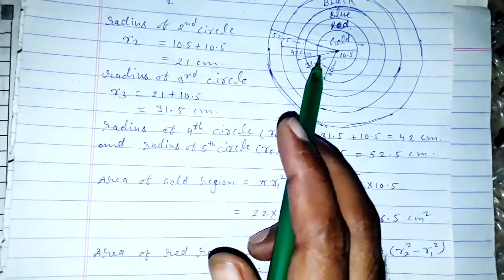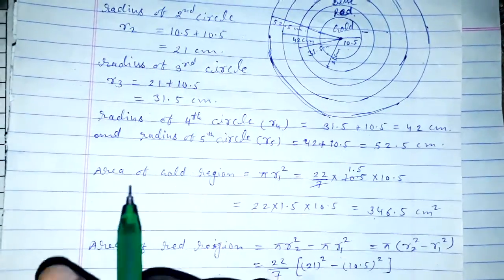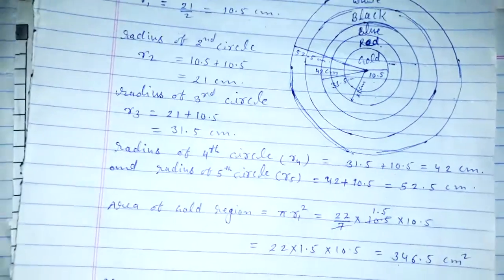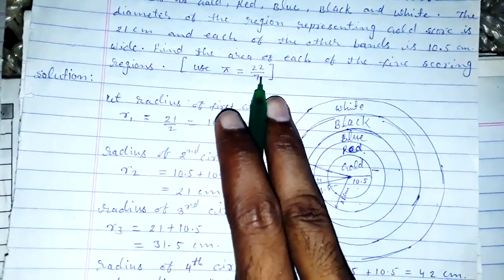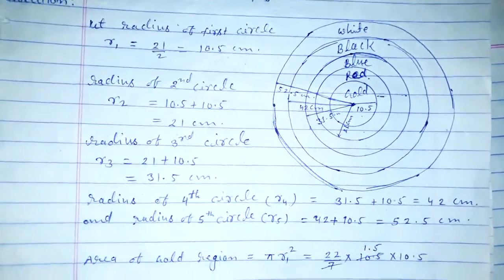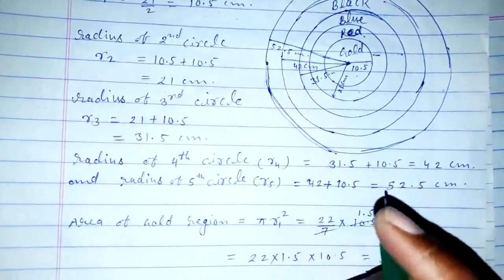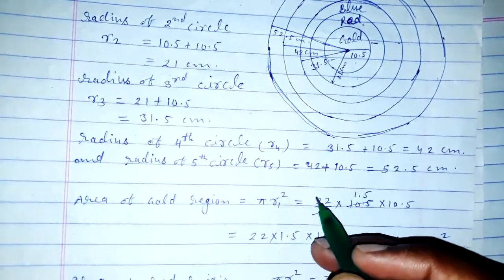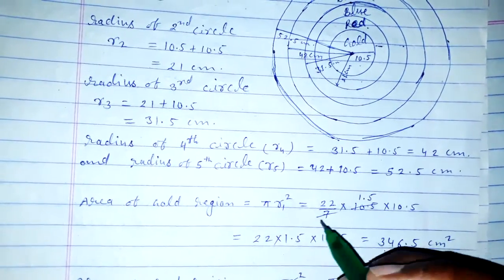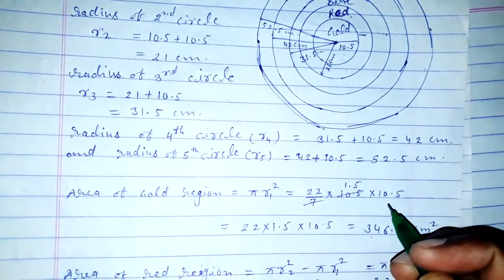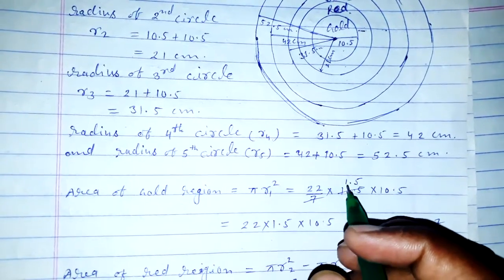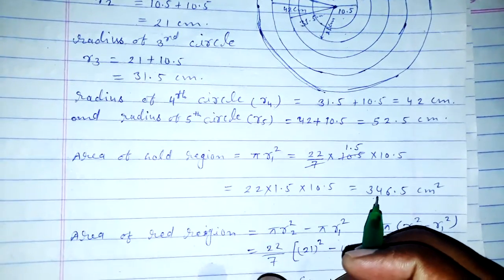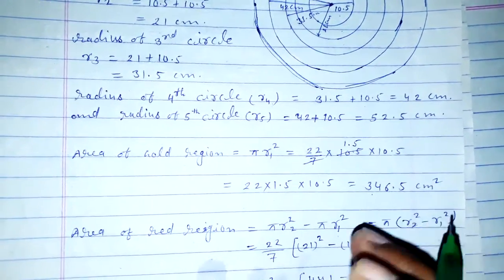So first we will find the area of the gold region. The area of the gold region is equal to pi R1 square, and pi is 22/7, as given, so use pi as 22/7. So divide by 7. What is the value of radius? Radius is 10.5, so square it: 10.5 into 10.5 divided by 7 is 1.5, so multiplying everything, the value is 346.5 centimeter square.